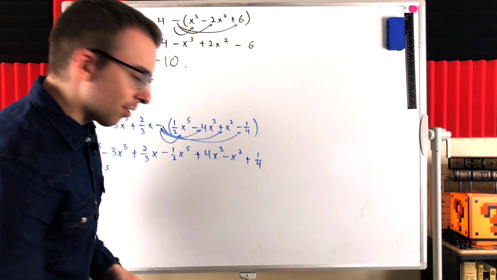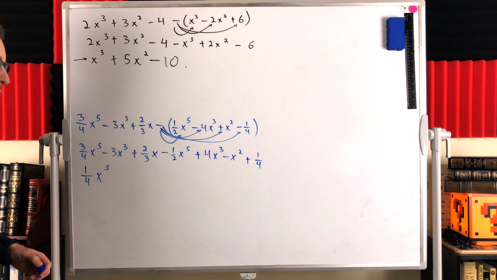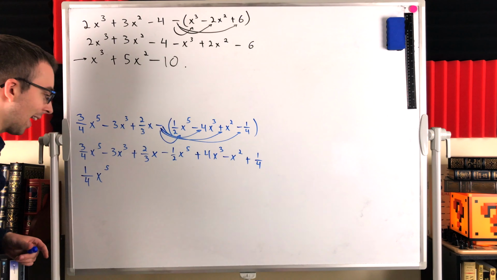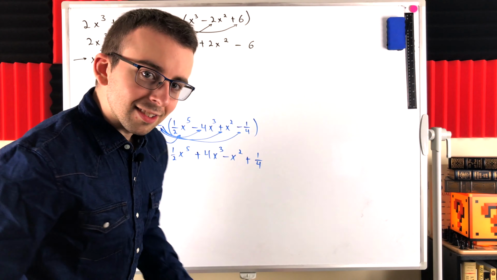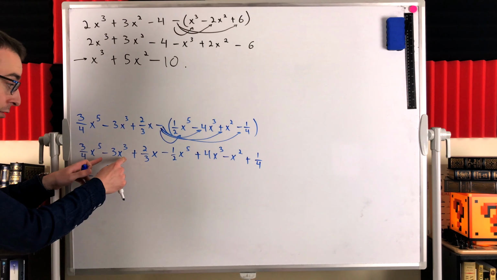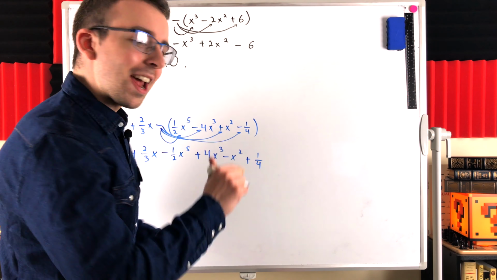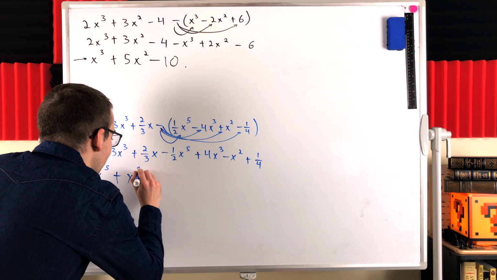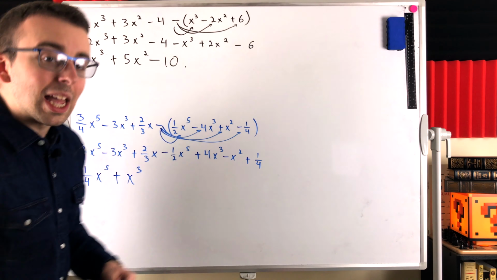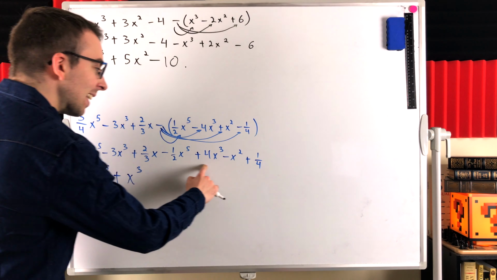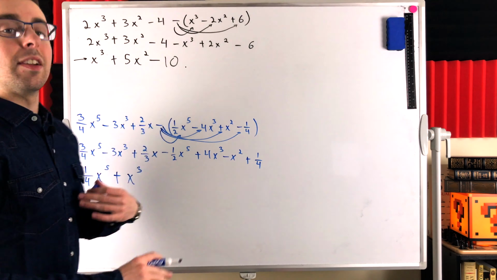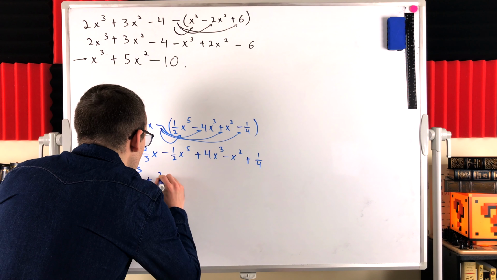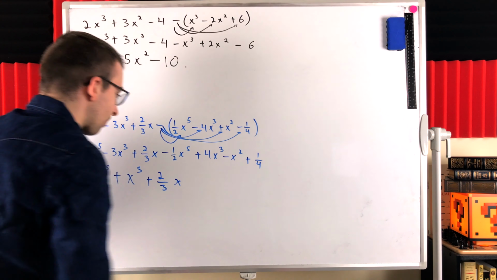Moving on to the next term, we've got minus 3x cubed. Do we have any other x cubed terms? Yes, we do. We've got a plus 4x cubed. So 4x cubed minus 3x cubed, that's 1x cubed. So we've got plus x cubed. What else have we got? 2/3 x. Do we have any other x term? It does not look like we do, so we have nothing to combine that with. We can leave it as it is, just plus 2/3 x.